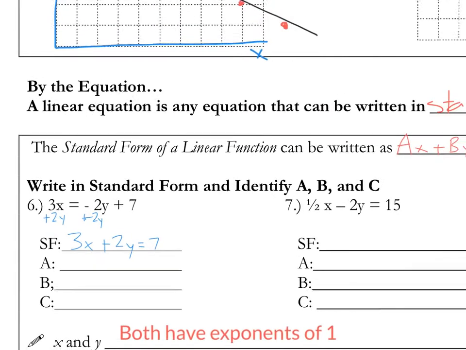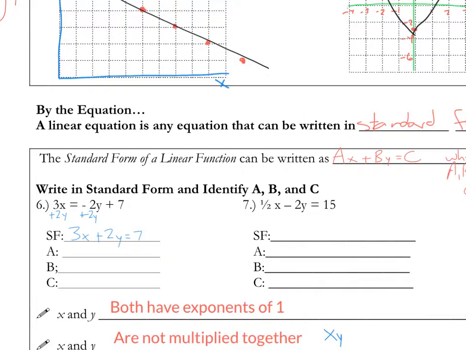You'll notice that's the same form as this up here: ax plus by equals c, where a, b, and c are numbers. So you see a is 3, b is going to be 2, and c is going to be 7. Okay? So this would be a linear function. Number 7 here is in standard form already, because we got x and y together.